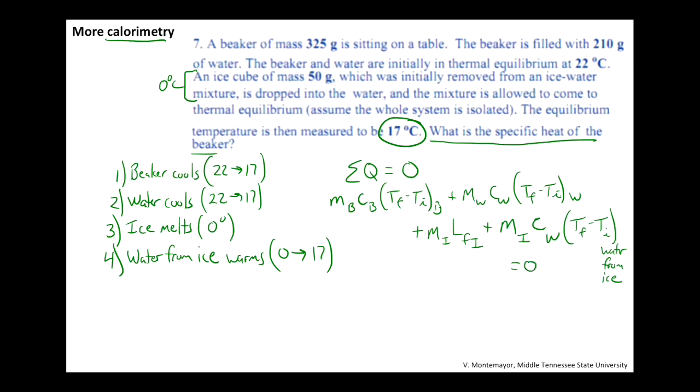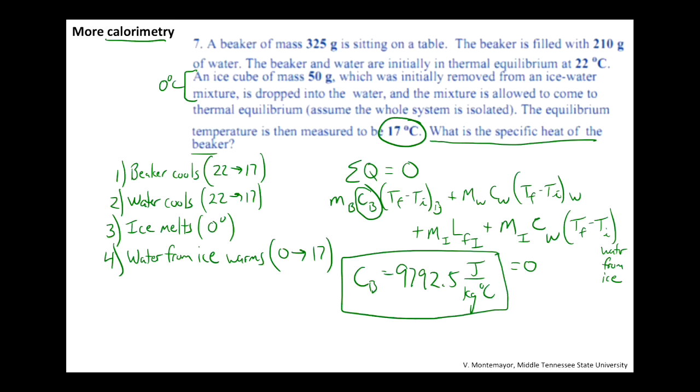You're given a bunch of numbers. The only thing in there that's unknown is the specific heat of the beaker, which you should be able to solve for. And I will tell you it comes out to be, I think, 9792.5 in units of joules per kilogram degree Celsius. Use that for practice later. The question is, do you understand how the problem sets up?